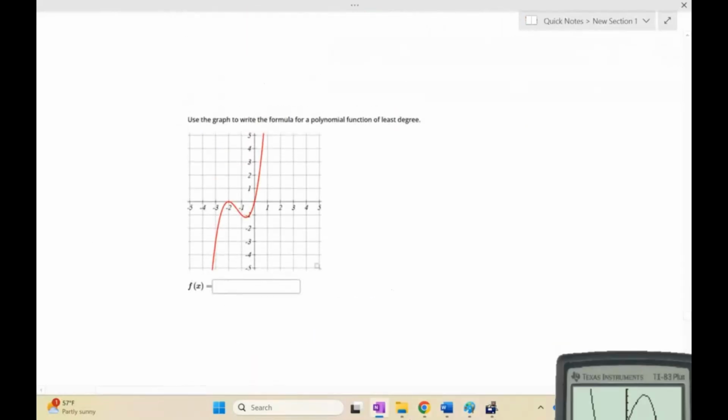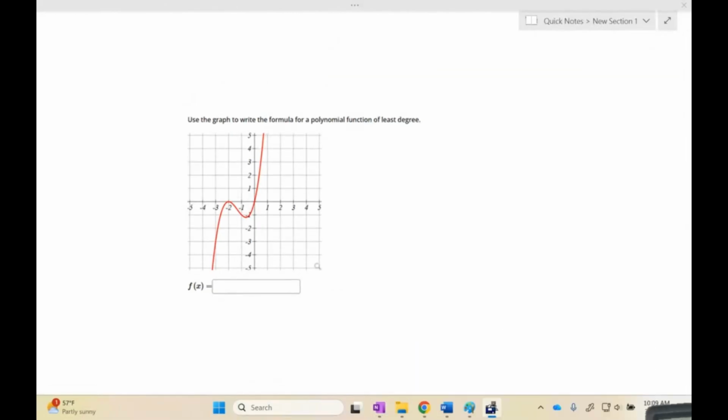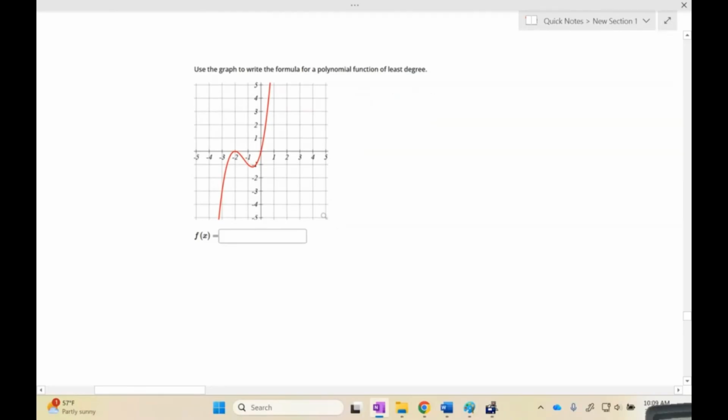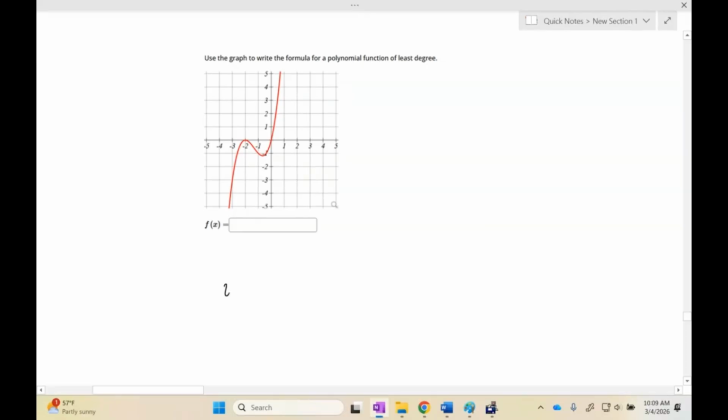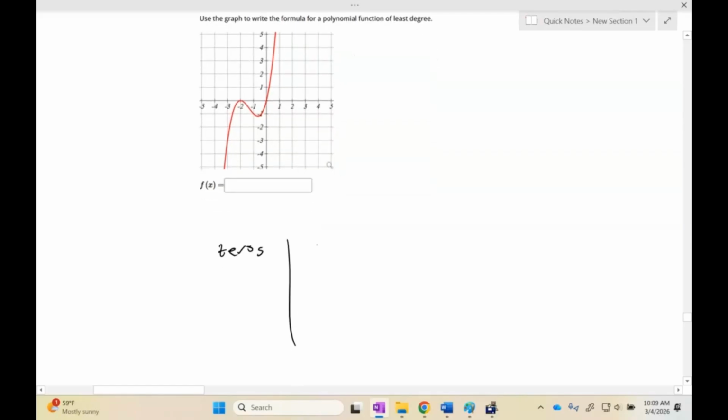All right, and I believe there's one last problem in this section. It says use a graph to write the formula of the polynomial function of the least degree. So what we're going to do here is we're going to write the zeros. We're going to then list the multiplicity. And then we're going to rewrite the zeros as linear equations along with the multiplicity and write it out as an equation.